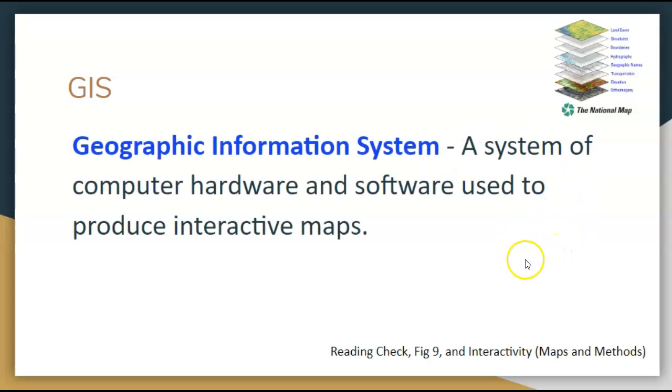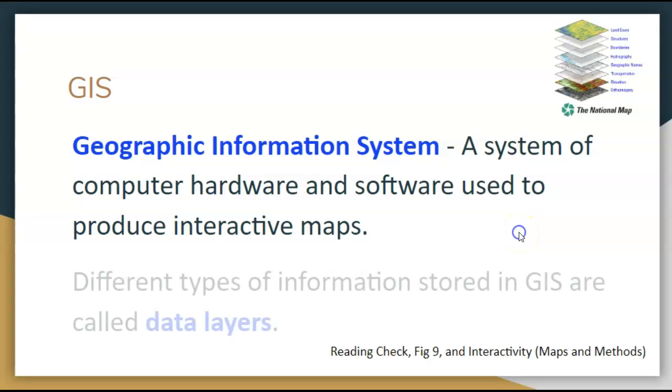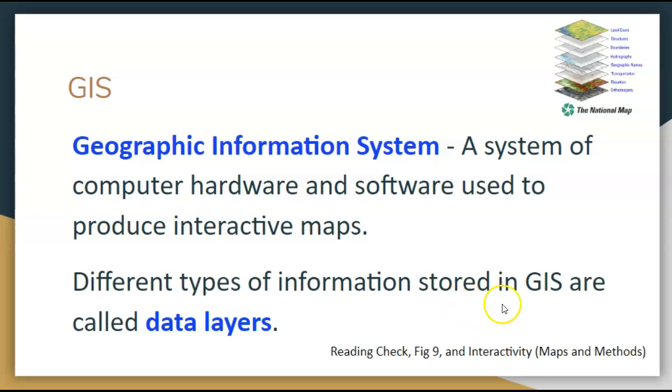GIS stands for Geographic Information System, which is a system of computer hardware and software used to produce interactive maps. And different types of information stored in GIS are called data layers. So each of these is a data layer. And you can pile one on top of another or just have one showing. All right. So that is the last note or discussion point for lesson 2 from topic 1. All right.